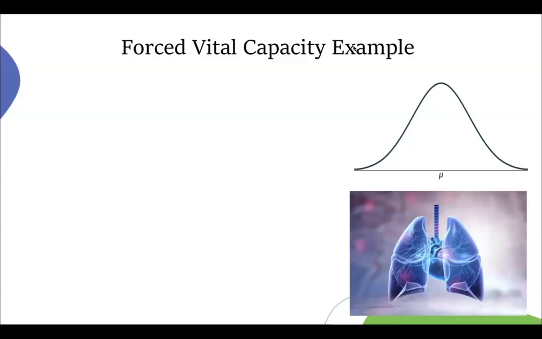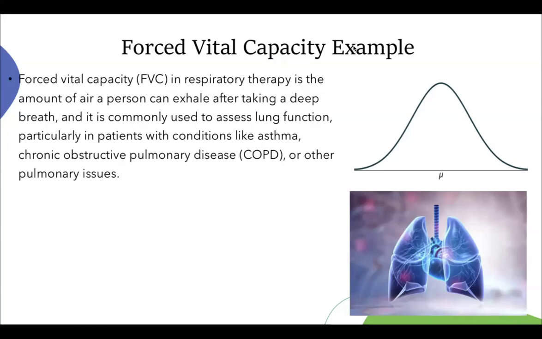And I think this is a new example. We've not seen this before. Forced vital capacity. Forced vital capacity in respiratory therapy is the amount of air a person can exhale after taking a deep breath. So imagine taking a deep breath and trying to exhale out. This is a measure that's used to assess lung function, particularly in patients with conditions like asthma, chronic obstructive pulmonary disease, and other pulmonary issues.